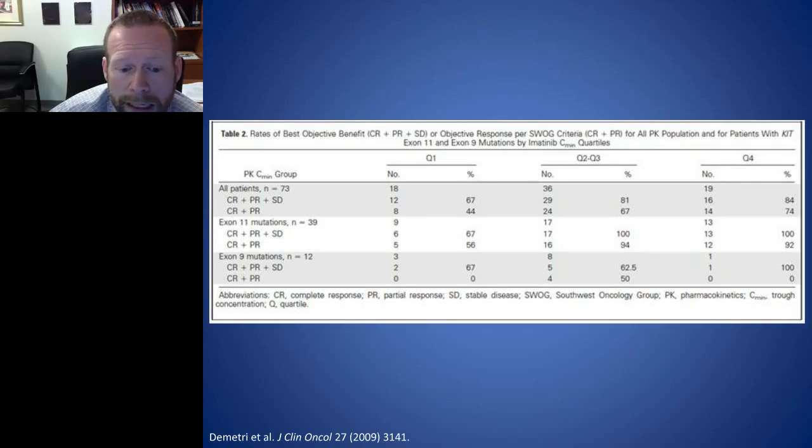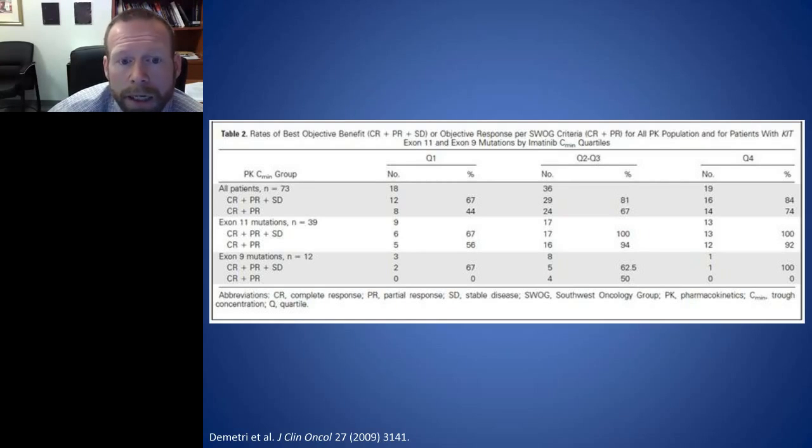So if we look at line 1 of this table, the gray up here, this is looking at all patients, so it's not separating out any mutations. And what you'll find is that when you're looking at the overall response, you'll find a response rate of about 67% in quartile 1, whereas in quartiles 2 and 3, the middle 50%, you have an 81% response rate, and you have an 84% response rate in the highest quartile.